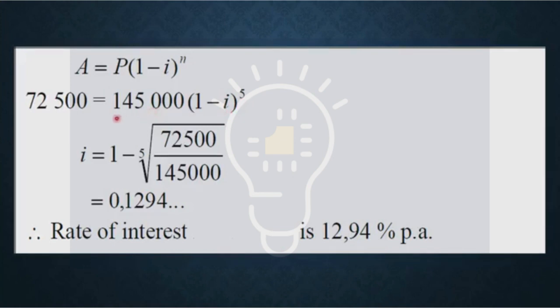Well, if we divide both sides by 145,000 and then take this 1 across, essentially what we have, when we simplify everything, i will be equal to 1 minus the fifth root of 72,500 divided by 145,000. If you put that in on the calculator, you get a figure of 0.1294. That is a decimal. We now have to convert that to a percentage. Therefore, our final answer, the rate of interest will be 12.94% per annum. That is how we approach questions of this nature.